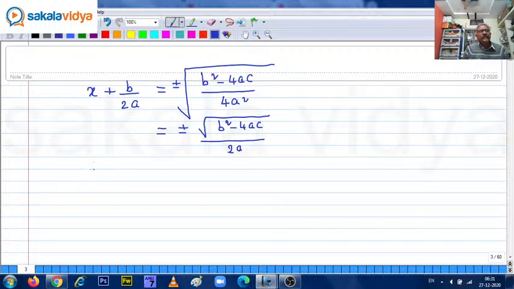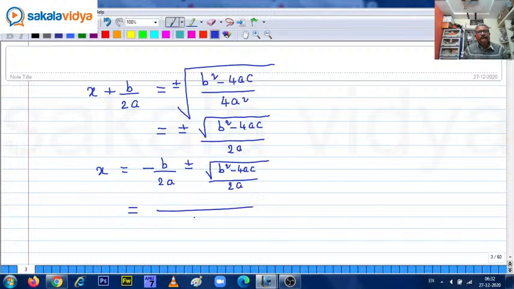Bring b by 2a to that side. So x is equal to negative b by 2a plus or minus root of b square minus 4ac upon 2a. Now take 2a as LCM. We have minus b plus or minus root of b square minus 4ac upon 2a. So this is known as the quadratic formula.